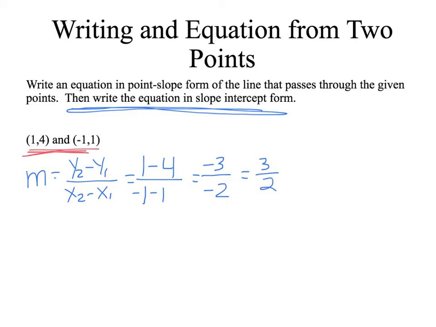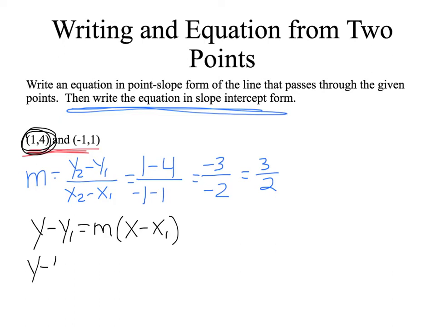Okay, so for the example, if we just need to write something in point-slope form, you just need to choose one point. So I'm going to choose this one right here, (1, 4). Our formula is y minus y1 equals m times (x minus x1). So y minus your y value, which is 4, equals m, our slope, which is 3 over 2, times (x minus your x value, which is 1). So that's our equation in point-slope form.